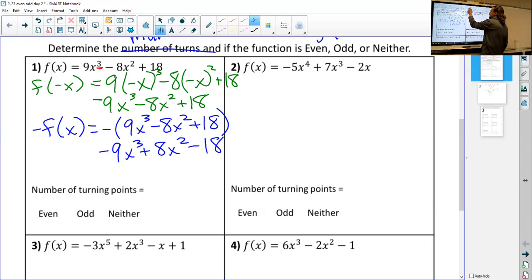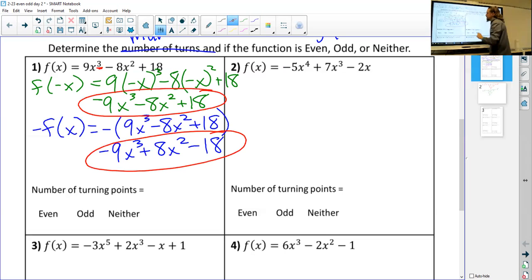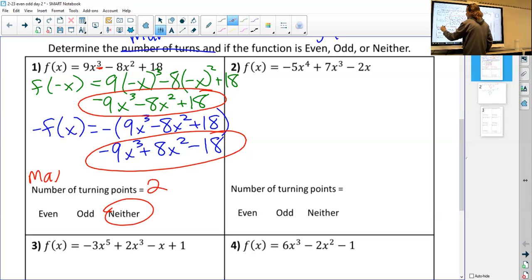And then I compare the two. Are these two answers exactly the same? You would say, no, not even close. We got a different sign on the x squared. We got a different sign on the constant. So this is neither. As far as our number of turning points, since our highest degree was 3, 3 minus 1 is 2. So this would have 2, and this should again say maximum number of turning points.